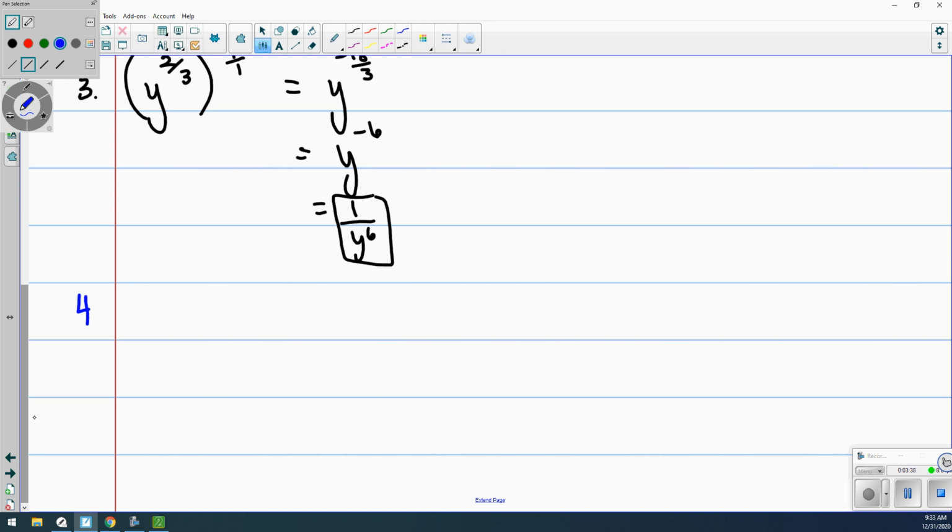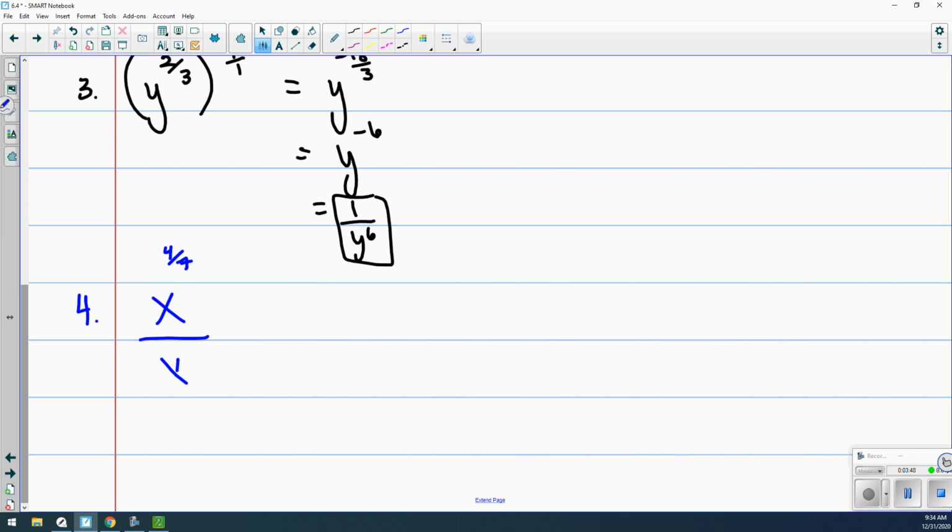So with number 4, I'm going to give you a fraction, x to the 4/7, so a base with a fraction exponent, over x to the 2/3. So 4/7 is the top exponent. 2/3 is the bottom exponent. So what am I going to do here? Again, I'm going to recall my exponent rules. If you have exponents that are divided, see that division bar is a giant minus sign. So I have x to the 4/7 minus 2/3.